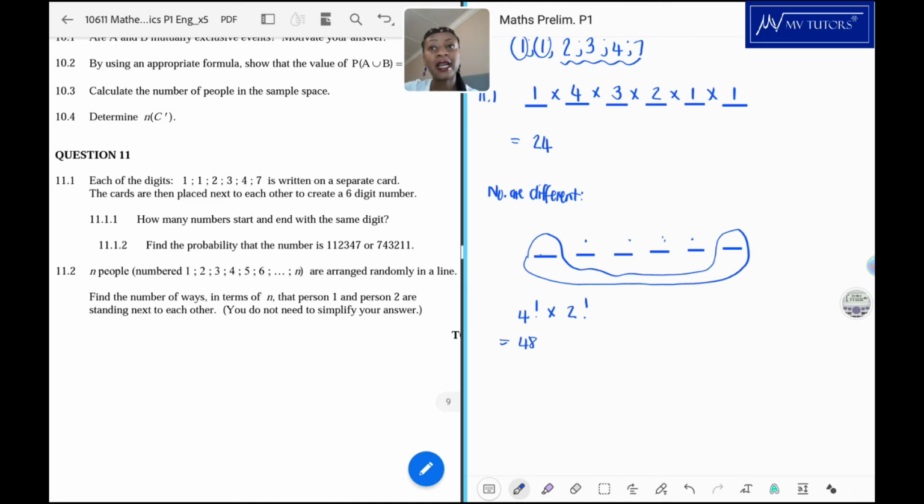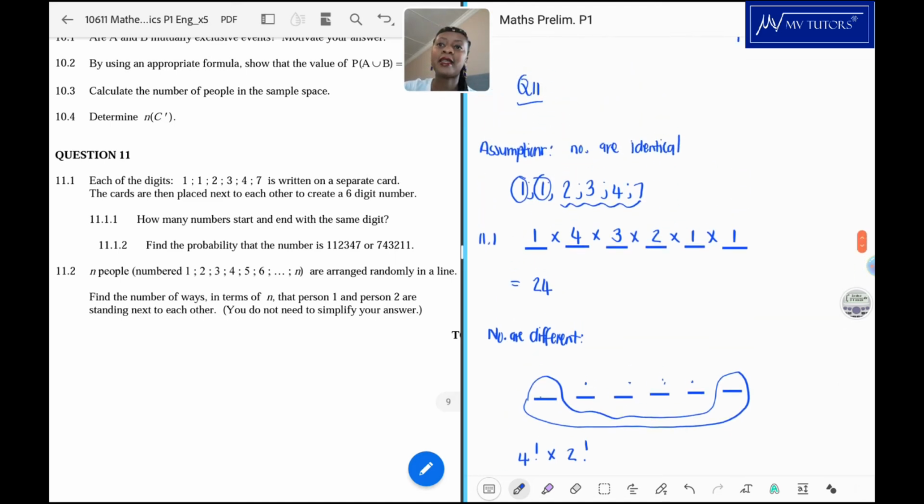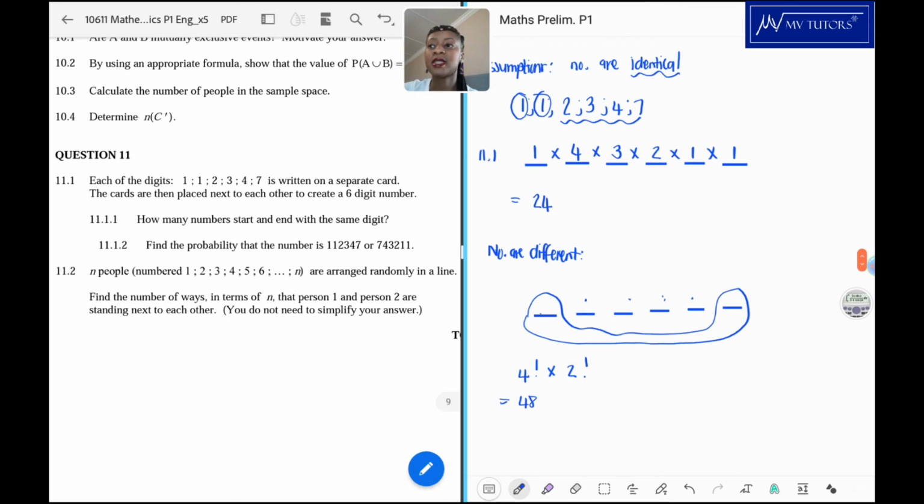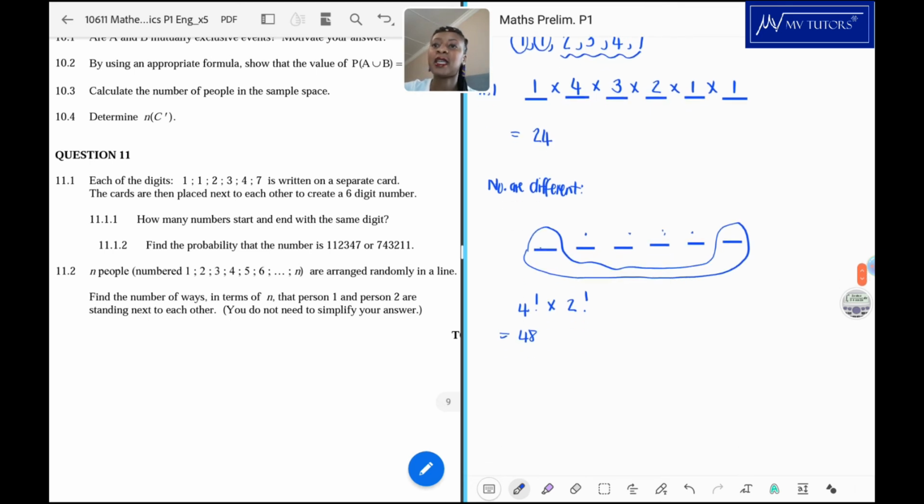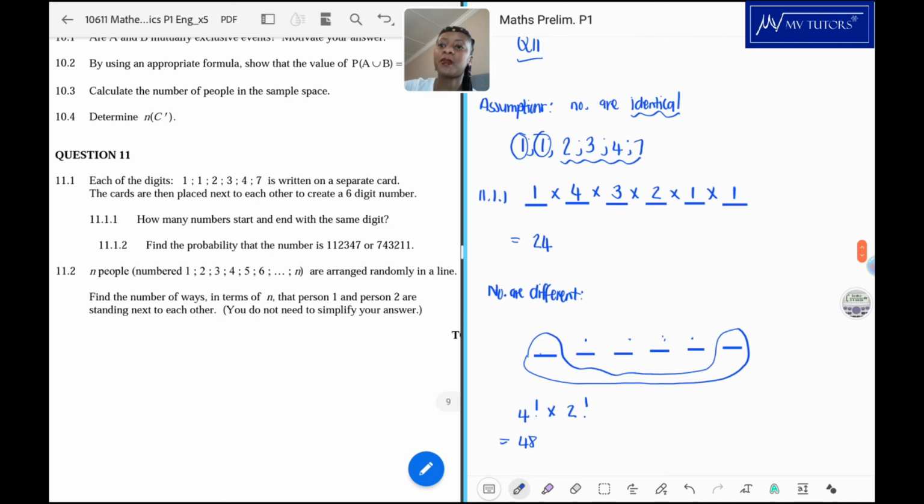But going forward, guys, my main assumption is that these numbers are identical, so my answers are going to follow that. I was just showing you that if you assume that the numbers are different, you would calculate it differently. They would accept both answers because they didn't really say what we should go with.